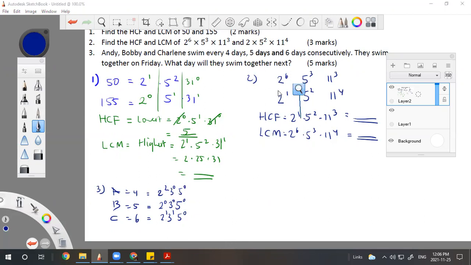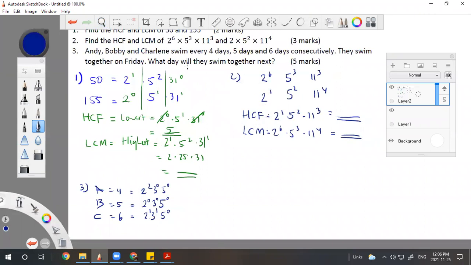Okay, they swim together on Friday. What day will they swim together next? If you want to find the next day, you have to find the nearest day after Friday. Nearest means lowest common multiple, so find the highest power: 2 power 2, 3 power 1, 5 power 1. Oh, sorry, this is 1. I almost did something wrong here. So it is 4 times 3 times 5, which is 60. So 60 more days.